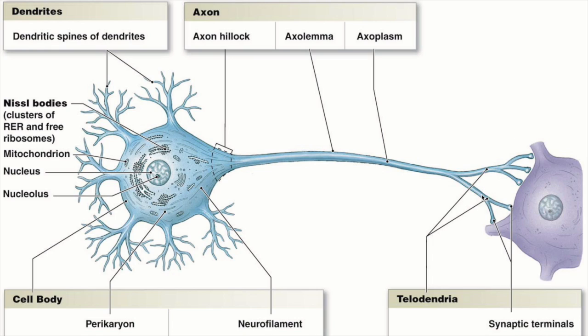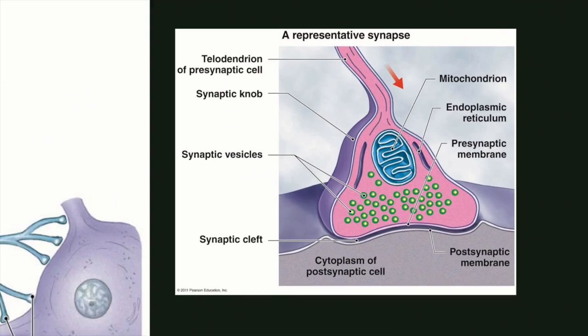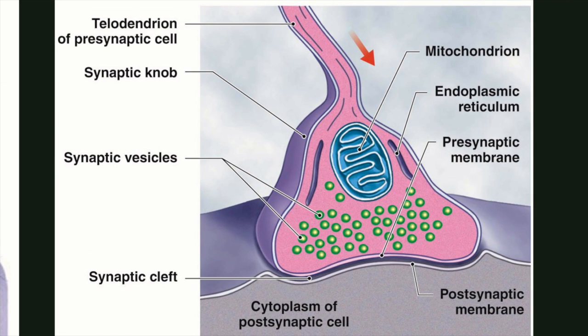And axons usually branch into what are called telodendria, which end at synaptic terminals, also sometimes called axon terminals. And where the synaptic terminal meets this next neuron, it forms a synapse. So here's a close-up on the synapse. This is where cells communicate, and they use neurotransmitters for this. The neurotransmitters are packaged in these green synaptic vesicles.